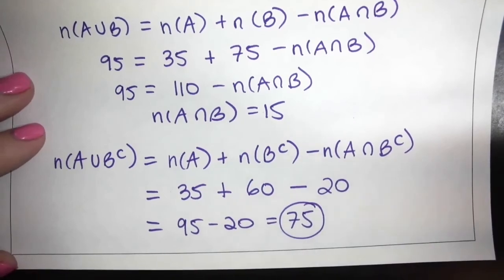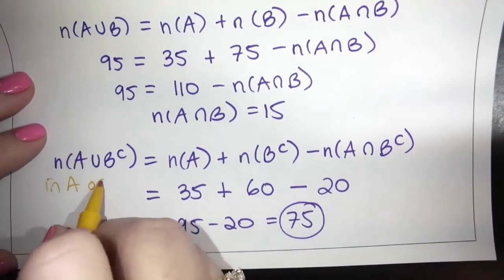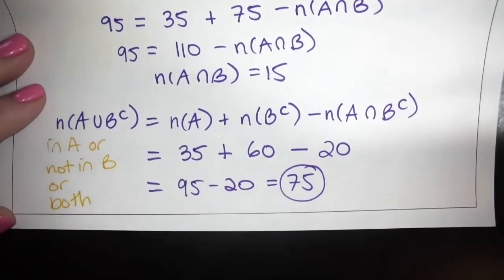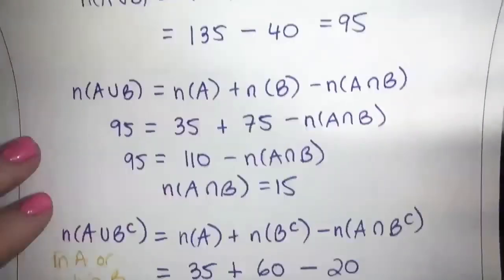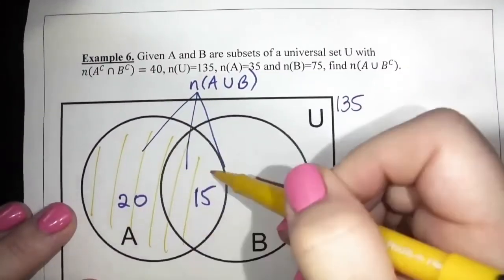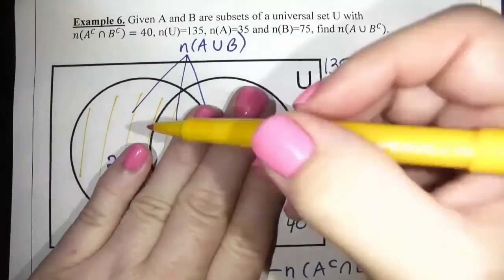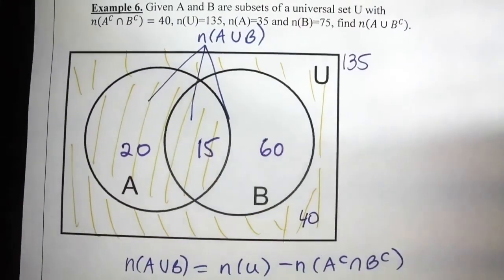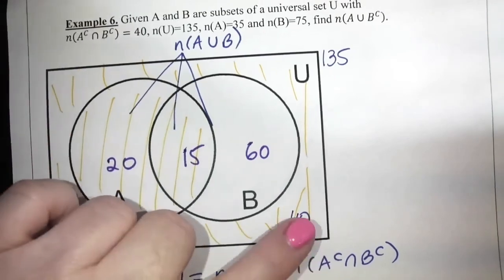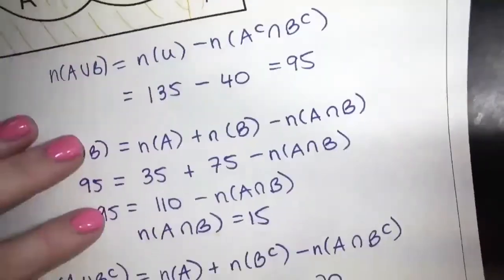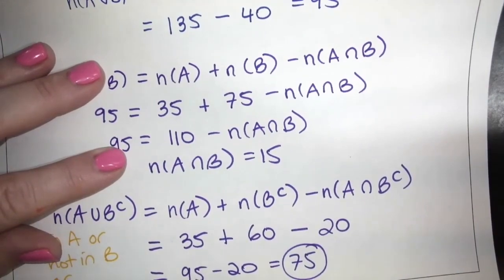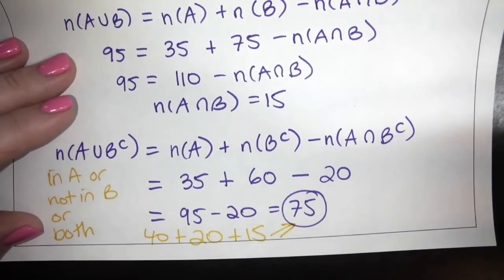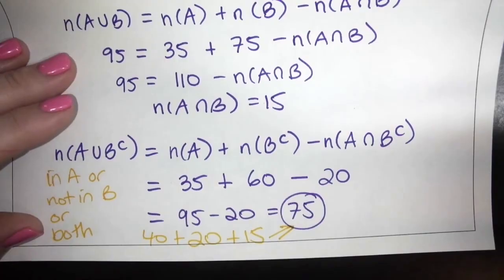And if you wanted to do that one using shading, then you would say everything in A or not in B or both. So let's shade it. In A would be all of this. Or not in B, so cover up B, shade everywhere else, or both. So that would be everything except the 60, or we could add 40 plus 20 plus 15. And so 40 plus 20 is 60, plus 15 is, again, 75. And so our total is the same whether we use the shading or whether we use the formula.